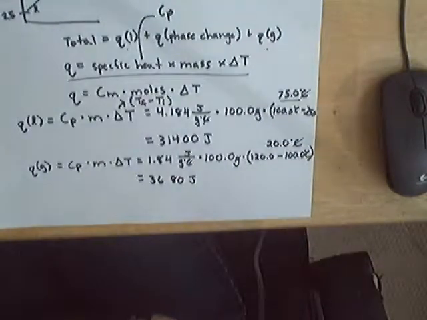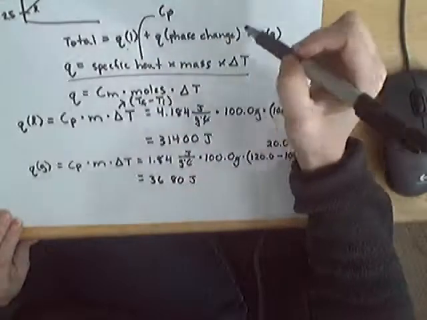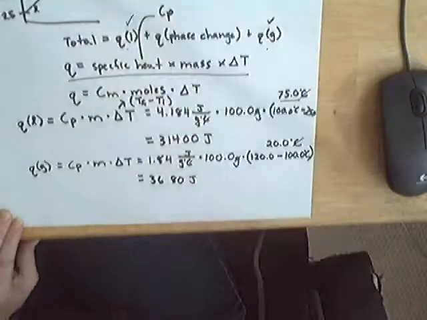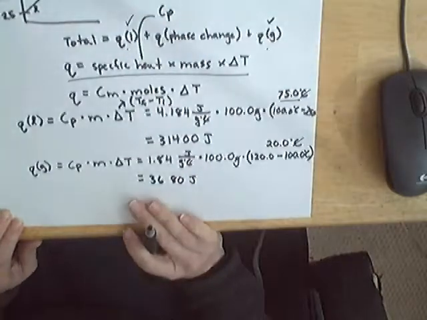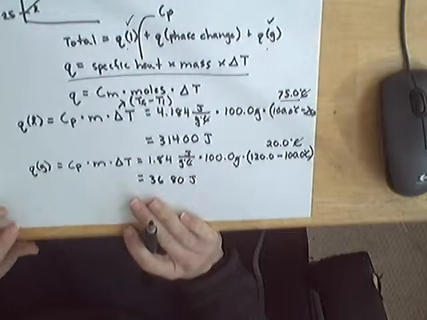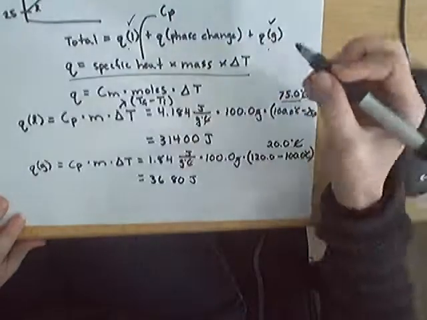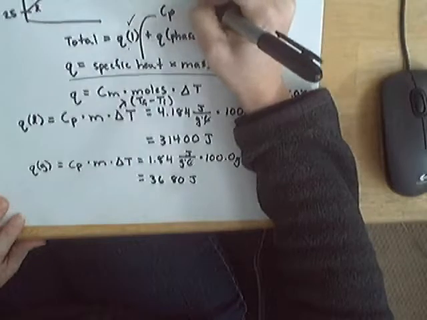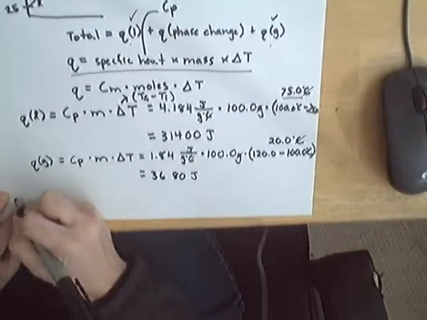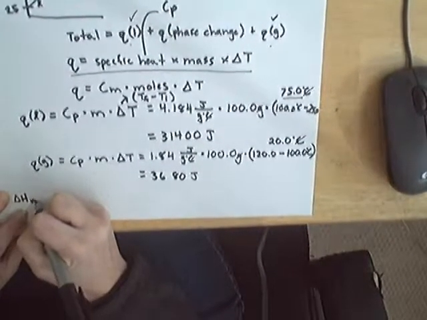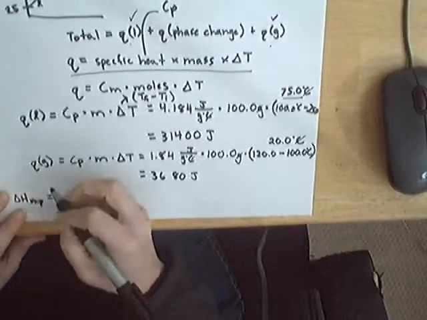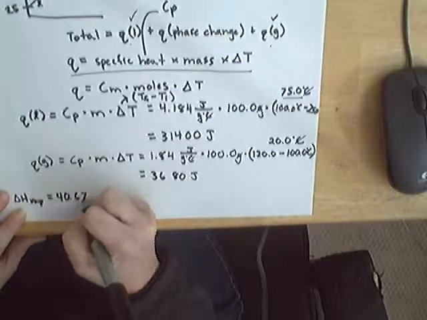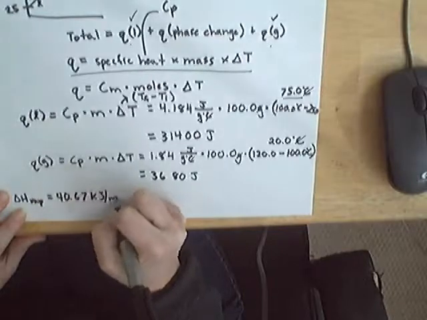All right? So that's pretty good, right? So far we have the amount of energy it takes to heat the gas, and the amount of energy it takes to heat the liquid. Now we need to know how much energy is required to do the phase change. To get that, we're going to use the delta H of vaporization. We were given that the delta H of vaporization for water is 40.67 kilojoules per mole. All right?